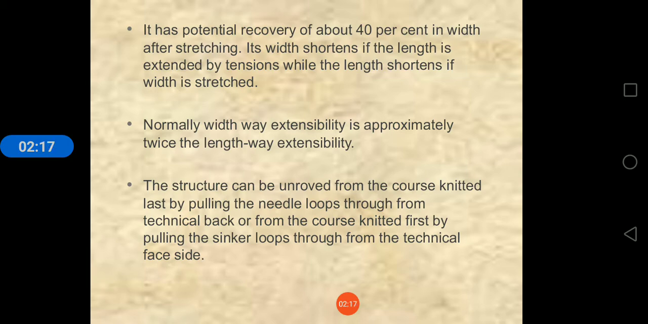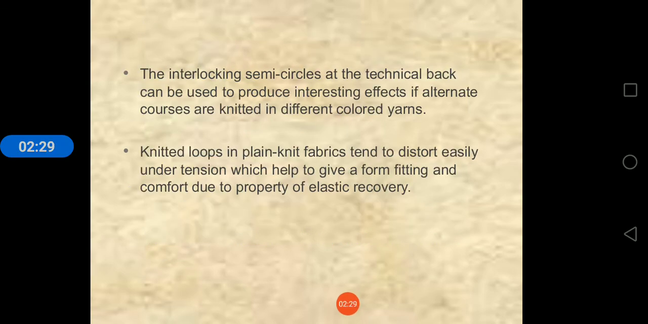The structure can be unrolled from the course knitted last by pulling the needle loops through from the technical back, or from the course knitted first by pulling the sinker loops through from the technical face side.